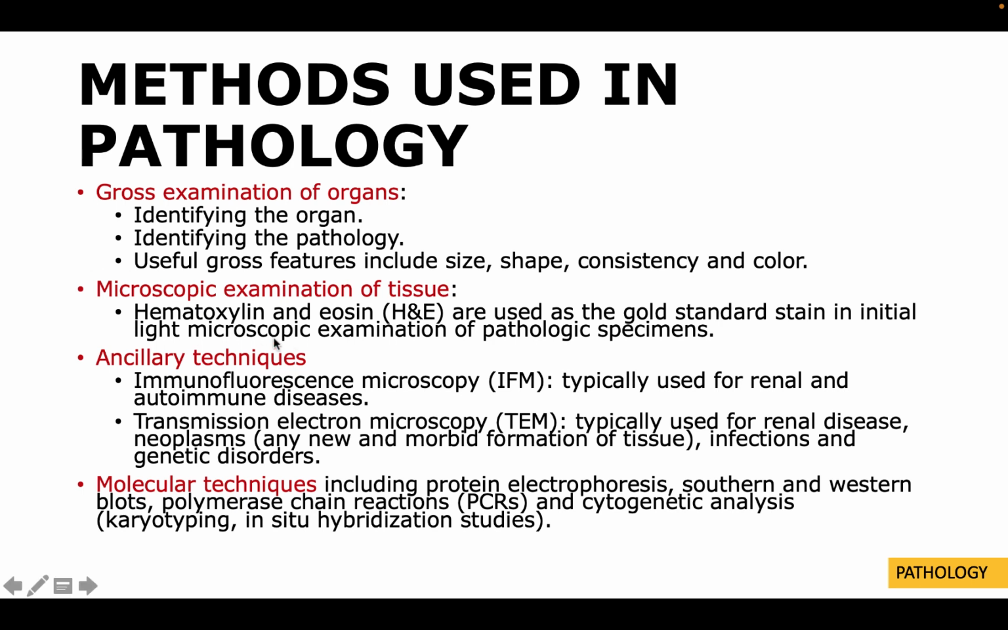We could sometimes use some ancillary techniques where we use immunofluorescence microscopy. This is usually just limited for those patients that have renal and autoimmune conditions, and even transmission electron microscopy, which is going to be used also for those that have renal pathologies, those that have neoplasms, those with infections and genetic disorders. Some molecular techniques that can be used, things like Southern and Western blots, which could be used in diagnosis of HIV, protein electrophoresis, which could be used in diagnosis of sickle cell, polymerase chain reaction, which could be used in diagnosis of certain viral infections, like, for example, COVID, even some cytogenetic analysis like karyotyping and in situ hybridization studies, which could be used in the diagnosis of conditions like Down syndrome.